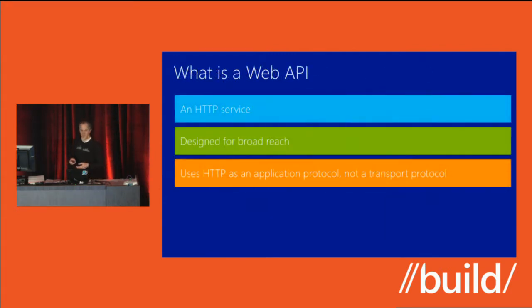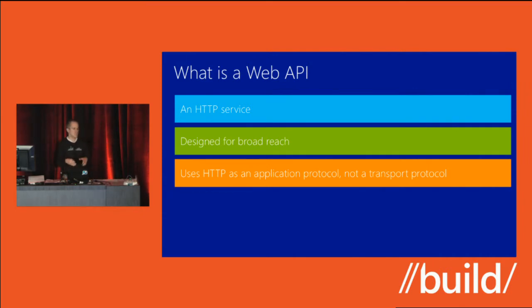So what is a Web API? It is just an HTTP service. It's a vanilla HTTP service. Very little layered on top. It's a service that's intended for broad reach. You're trying to hit as many client platforms as possible. You want it to be broadly consumable.